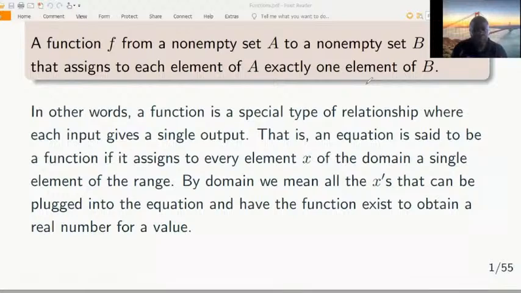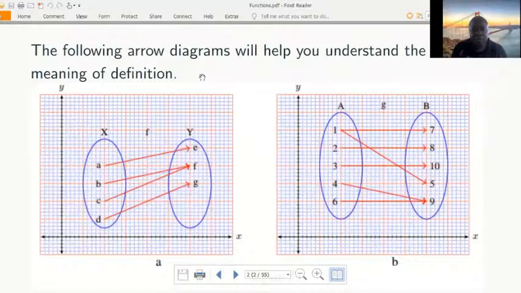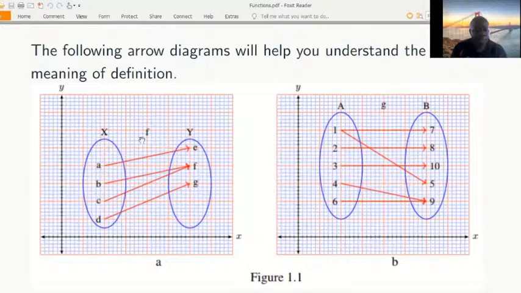Now, let me show you by use of a diagram what that is. I've used this arrow diagram to help you understand what a function is. Here is set X, which has the elements a, b, c, d. And then we have set Y, which has elements e, f, g. I've called this X the domain, as I told you before. This is the domain, the set from which you're mapping, and this is the codomain.